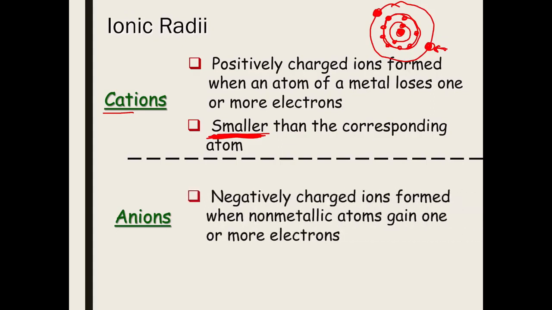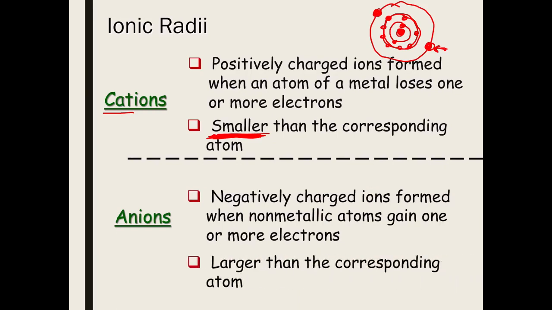Anions, we know, are negatively charged ions formed when they gain electrons, and they will be larger than the corresponding atom for a similar reason, right? So let's say we had something like this. We have our 1s electrons, and let's say we have 2s2 and 2p5. 1, 2, 3, 4, 5, 6, 7. Okay, we have 7 electrons there. And so this would be fluorine, right?